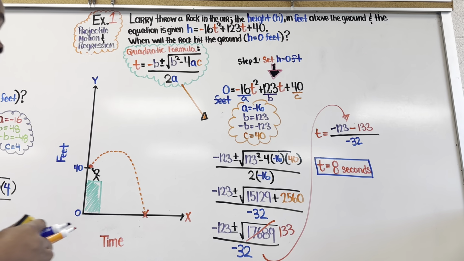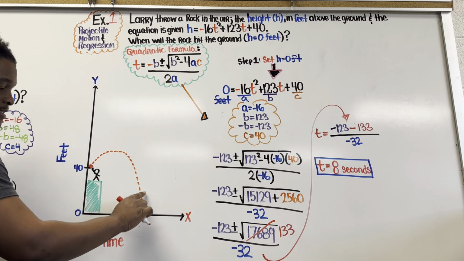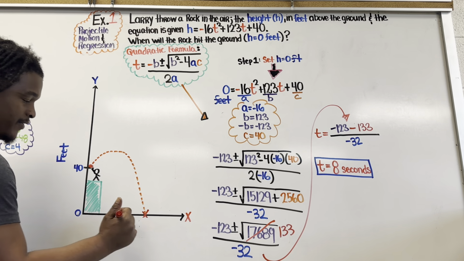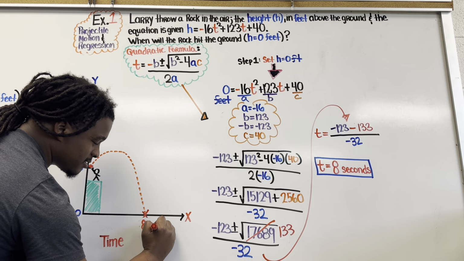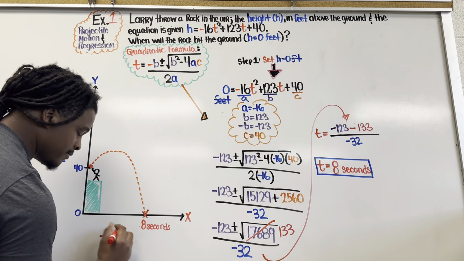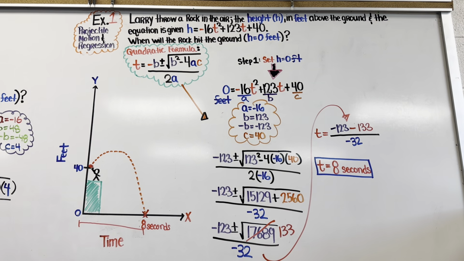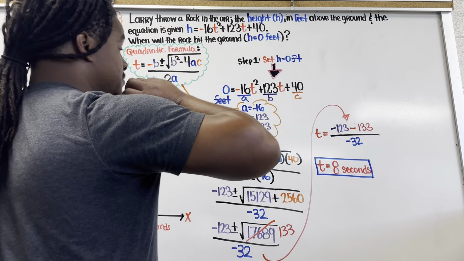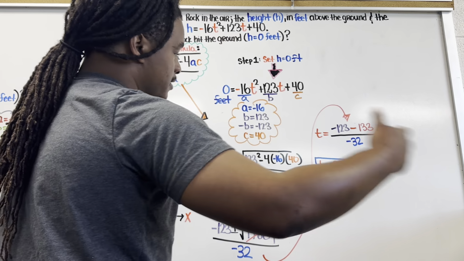This right here would be our final answer. As he throws the rock and it hits the ground at 0 feet, at this mark, this is 8 seconds. So it would take 8 seconds. Once again, this is example 1 of how to figure out how many seconds it will take for something that's being thrown, creating a projectile motion, to finally hit the ground.